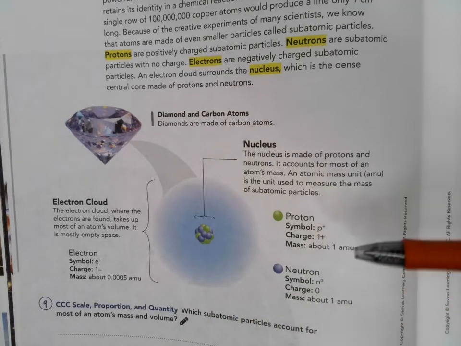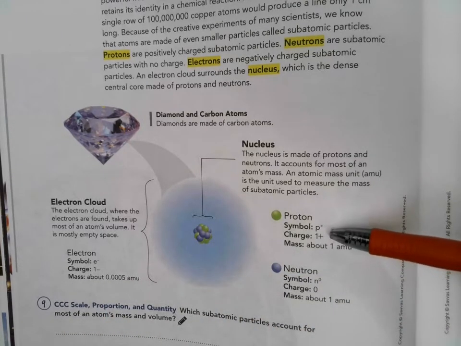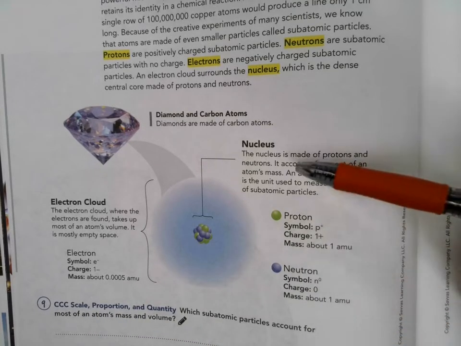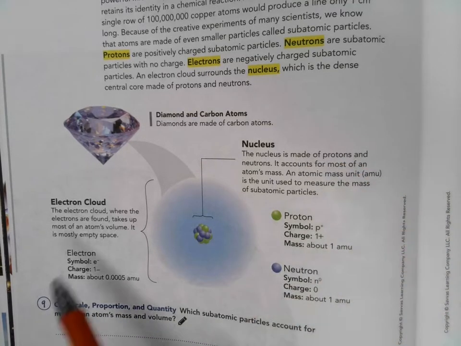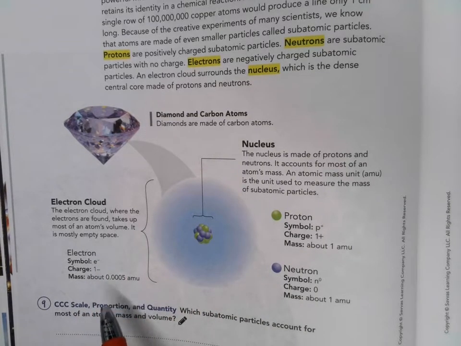Just to summarize, we have protons, neutrons, and electrons. Protons are positively charged, electrons are negatively charged, and neutrons have no charge. The nucleus consists of protons and neutrons, and the electron cloud has electrons in it. That's the basic idea of how we're going to imagine what the atom looks like. And this is immensely small, very small compared to something that we could shrink down in our life.